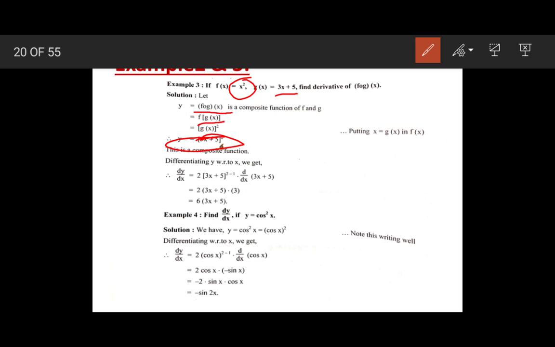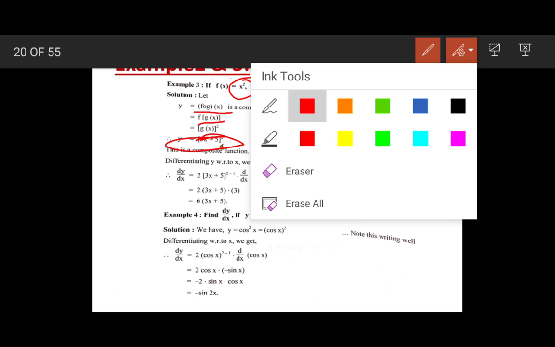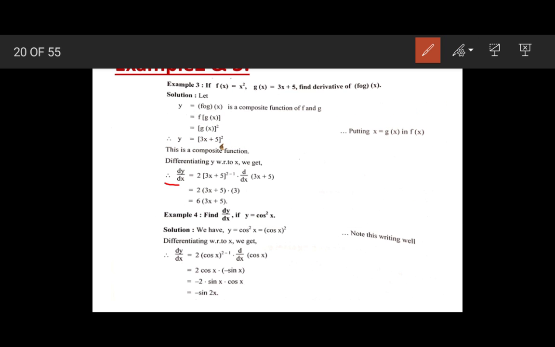Now we have to solve this. Now y is equal to 3x plus 5 whole square. So the derivative dy upon dx will be, first we apply the x raised to n formula, n x raised to n minus 1. So this will be 2 into 3x plus 5 raised to 2 minus 1 into the derivative of 3x plus 5. So 2 into 3x plus 5 into the derivative of 3x, which is 3. The derivative of 5 is 0. So finally what I am getting is 6 into 3x plus 5.